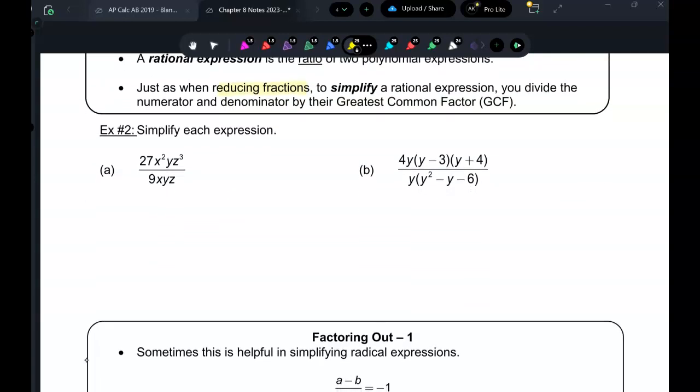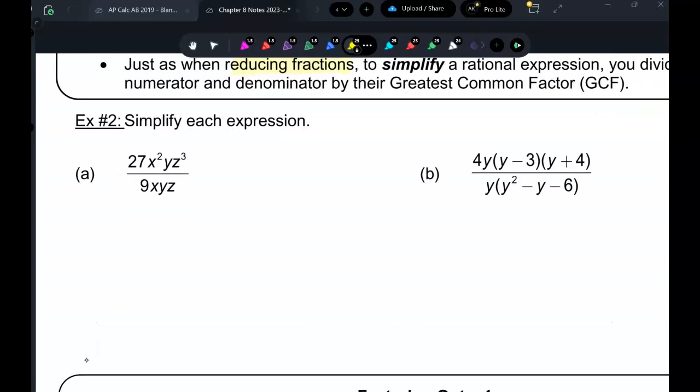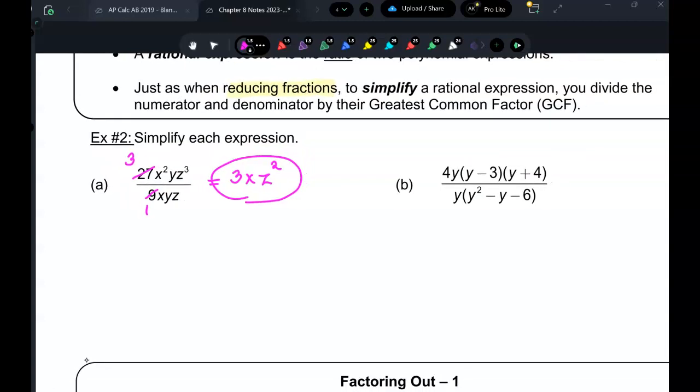So let's see. What can I take out of this? The 9 goes into 27 3 times. Then subtract the x exponents. This is kind of a review where we're going to subtract the exponents. So I'm going to get x to the first power, or just x, and z to the second, because the y's are going to cancel each other out. And that's it.